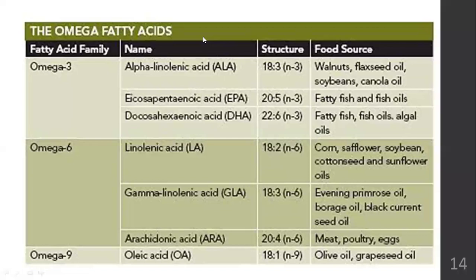You can take a screenshot of this. These are the sources of omega-3, omega-6, and omega-9. Best sources of omega-3: fatty fishes, fish oils, algae oils, flaxseed, walnuts, soybean, canola oil. Omega-6 is found in the majority of your oils: safflower, sunflower, corn, cottonseed, soybean, evening primrose, blackcurrant seed oil.